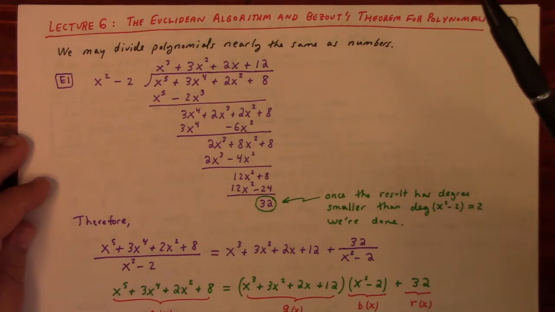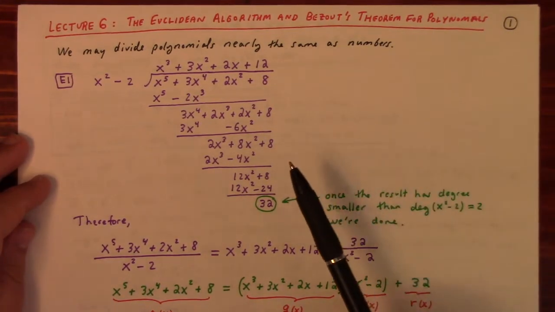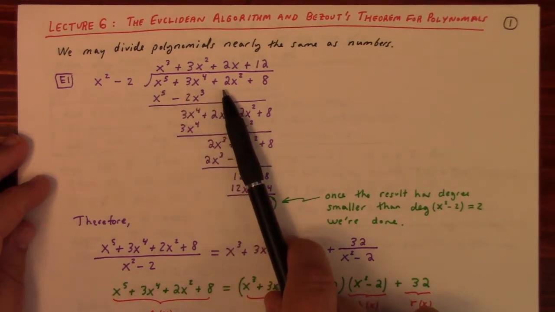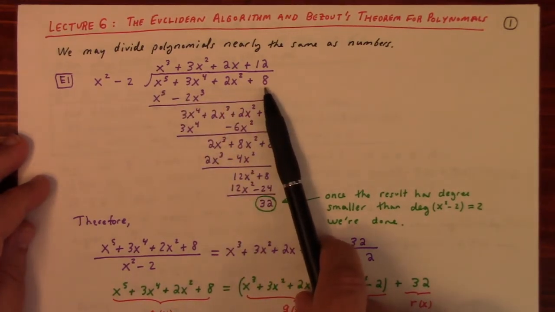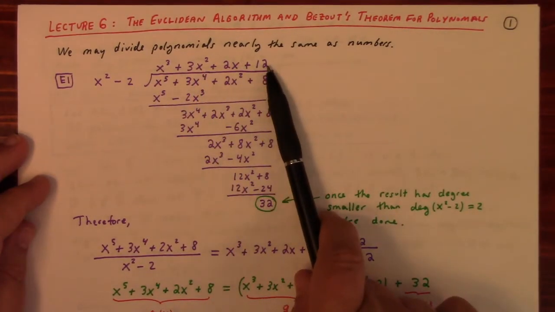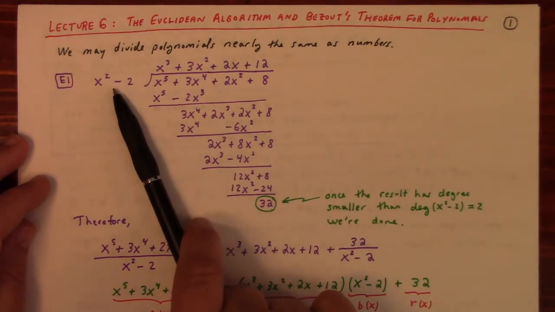So first of all, of course, we can do long division like this, right? If I take x to the fifth plus 3x to the fourth plus 2x squared plus 8, and I divide x squared minus 2 into it, I get x cubed plus 3x squared plus 2x plus 12. And you know that you're done once the remainder is of smaller degree than the dividing polynomial, right?